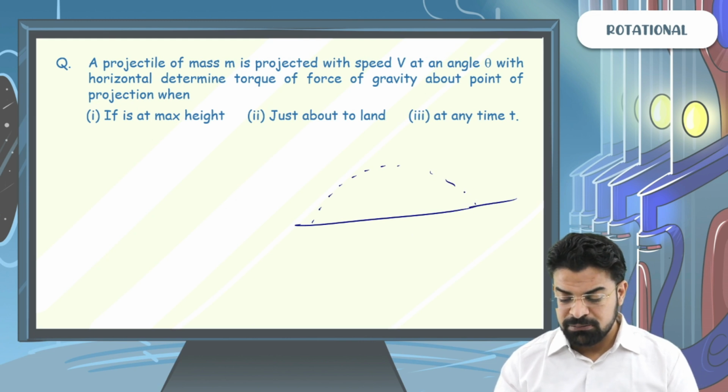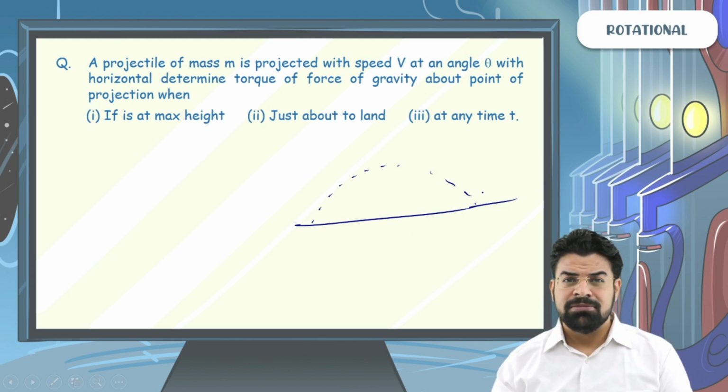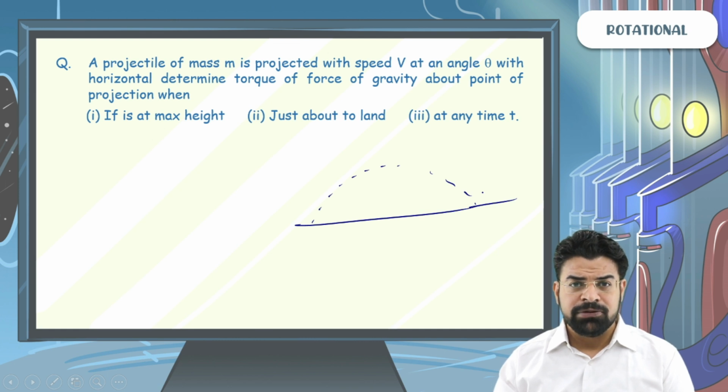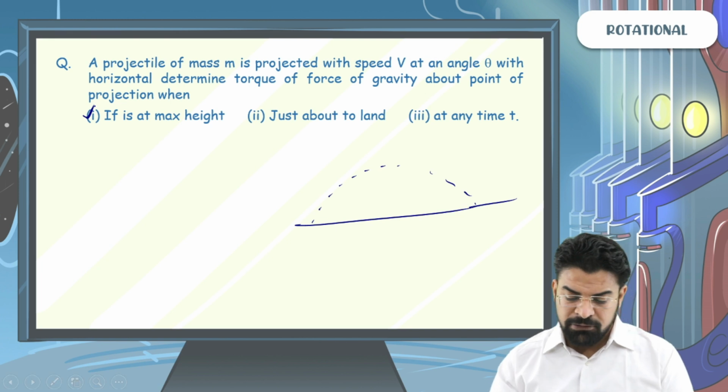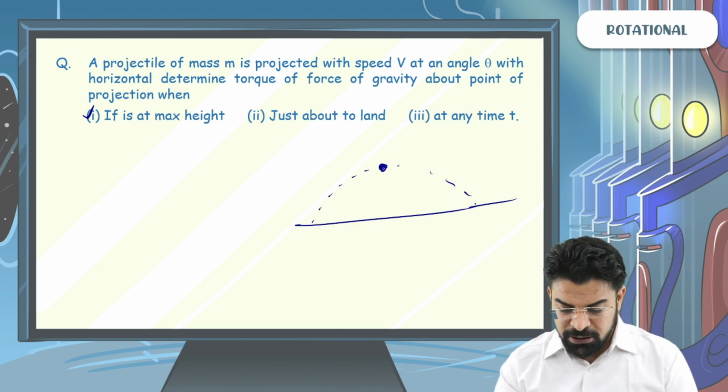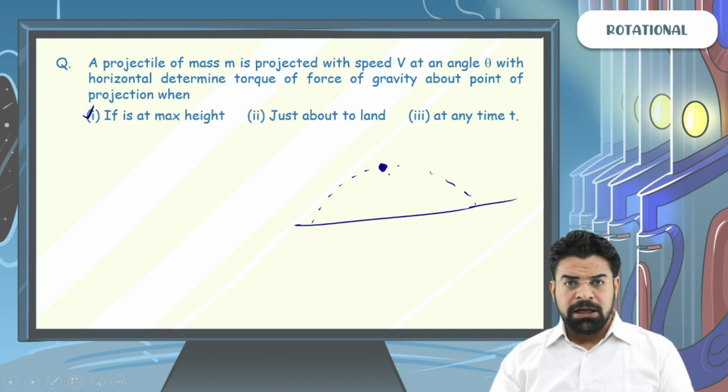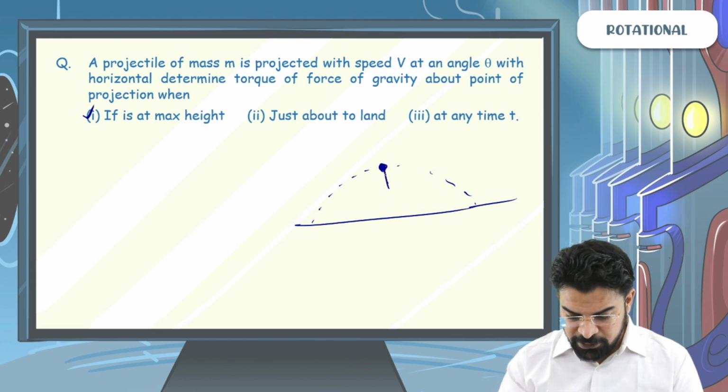What is the mission? Sir, the mission is to write torque. Of which force? Of the force of gravity. In which case? Sir, we are solving case 1 when the particle is at maximum height. Okay. So when the particle is at maximum height, the force of gravity will be acting downward.